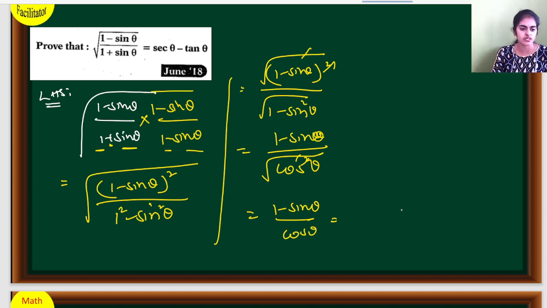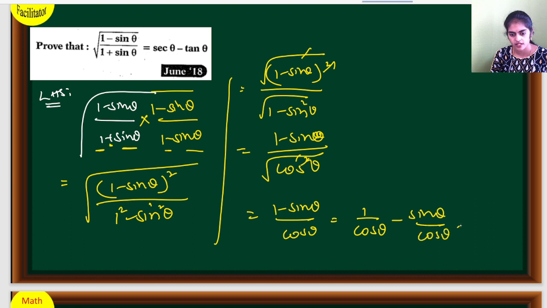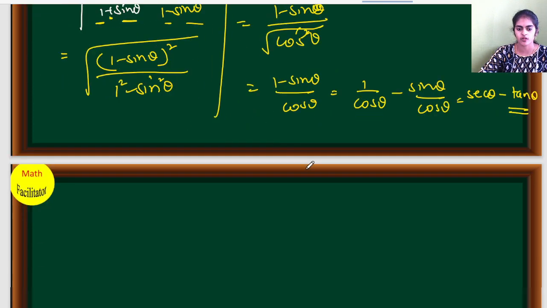See, what you have to prove is secant theta minus tan theta. So 1 by cos theta, let's write it like that. Separate the denominators: minus sin theta by cos theta. So 1 by cos theta is secant theta, minus sin theta by cos theta is tan theta. Okay, so that is what you have to prove.